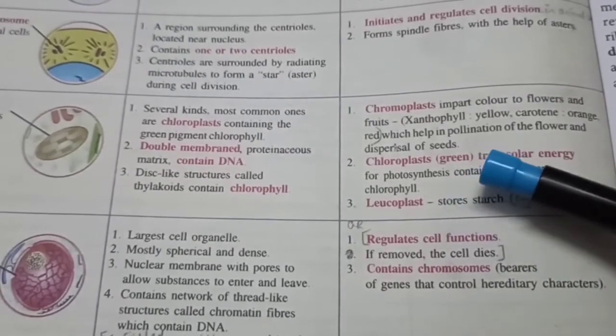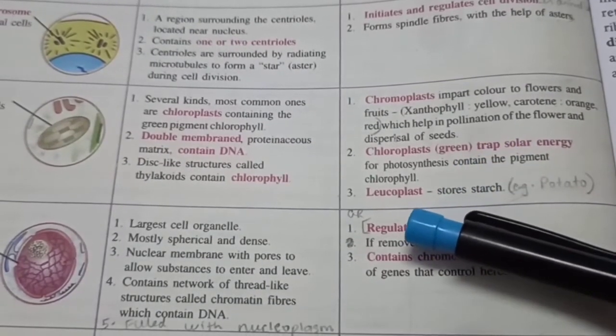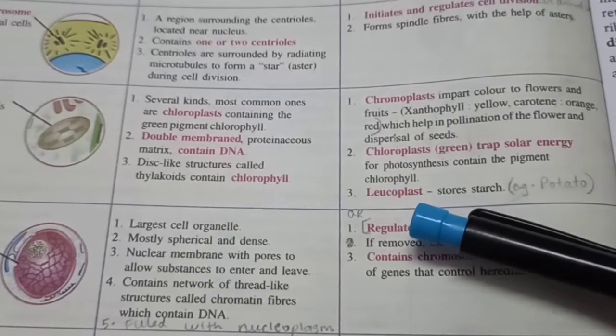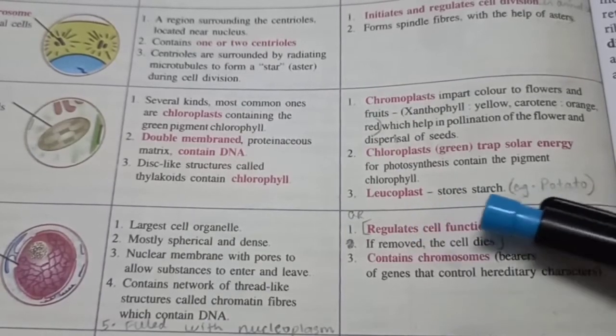Chloroplasts help in photosynthesis, of course. And leucoplasts, they don't have any color. They're colorless. Their function is to store starch. Example, potato has a lot of leucoplasts.